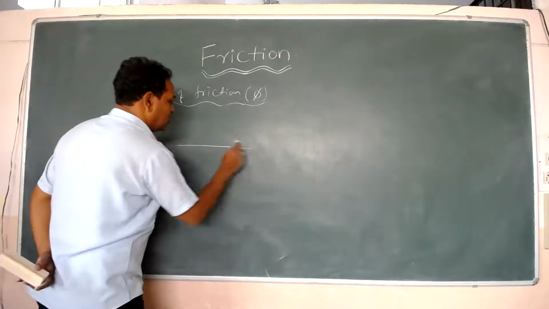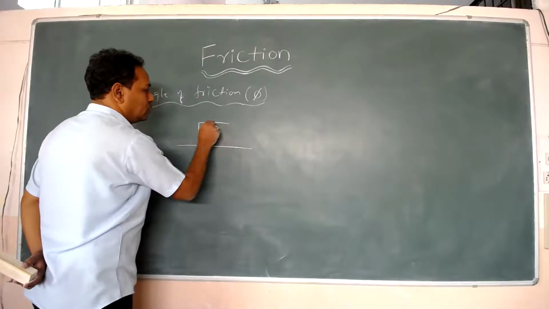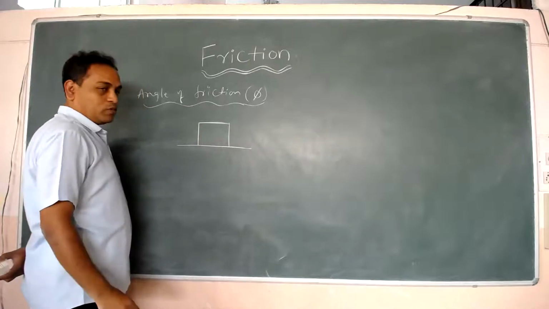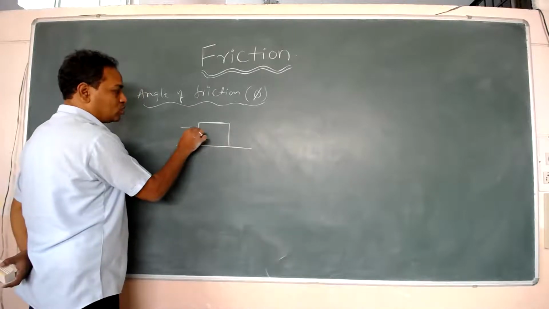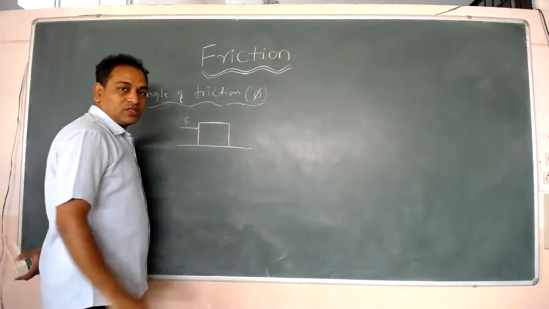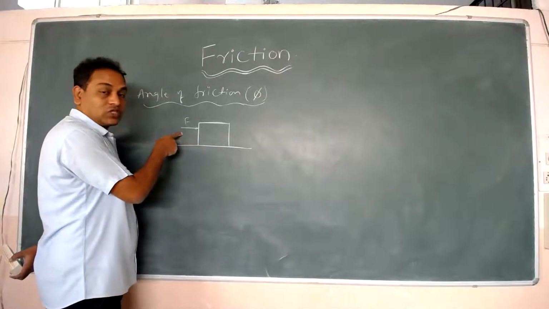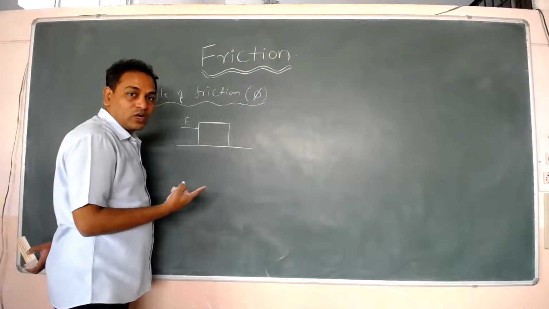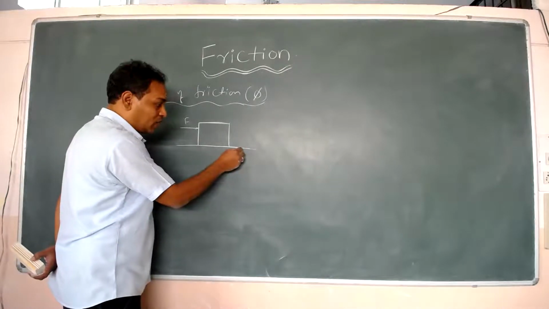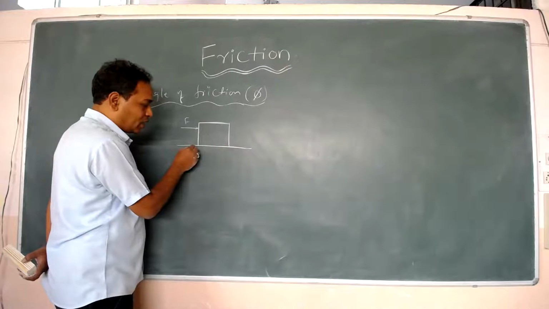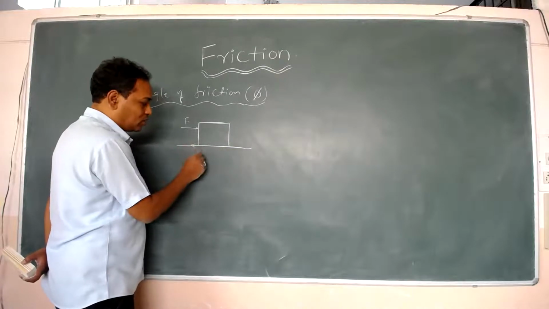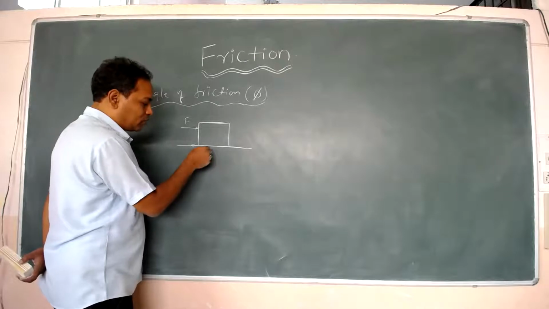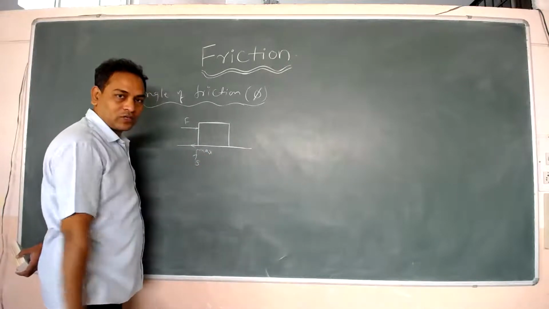Suppose this is a body of mass m, and here I have applied a force F such that the body is just about to move. At that time, a maximum static friction is said to be acting in the opposite direction, which is called limiting friction.